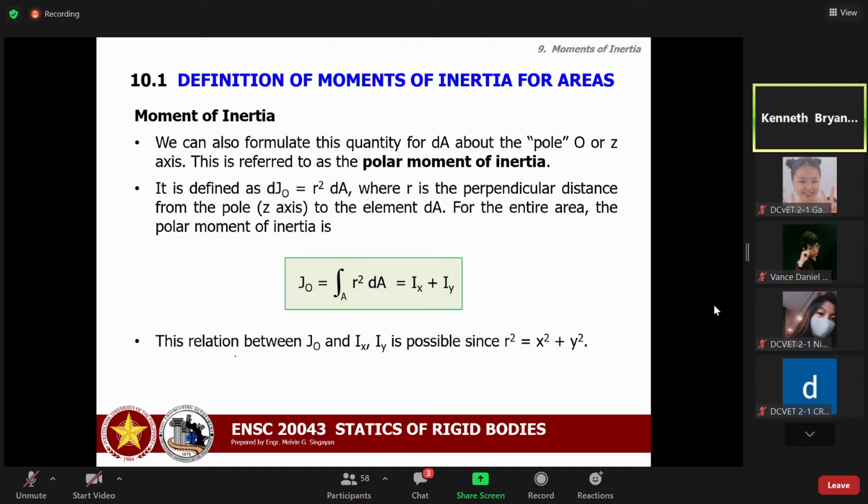Then, if we replace r squared here by the equivalent x squared plus y squared from the previous equation, we have integral of x squared plus y squared dA. But we know integral of x squared dA is Iy, and integral of y squared dA is Ix. Therefore, integral of x squared dA plus integral of y squared dA will give you Ix plus Iy. That is the polar moment of inertia, or the moment of inertia about an axis perpendicular to the plane containing the area.